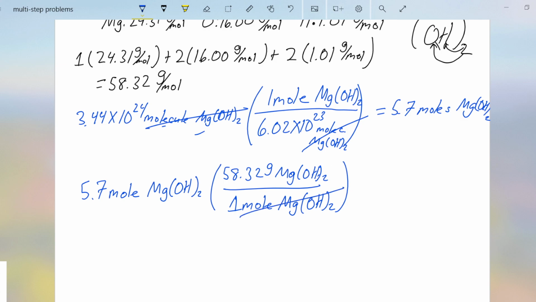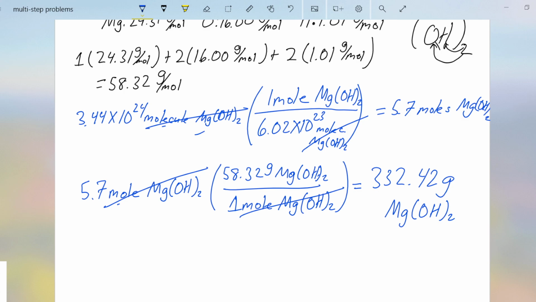Anyways, our 1 mole of MgOH2 will cancel out our moles of MgOH2 from our problem, and then the answer that I get is 332.42 grams of MgOH2. That's a lot of writing. There's a lot of work involved in that.